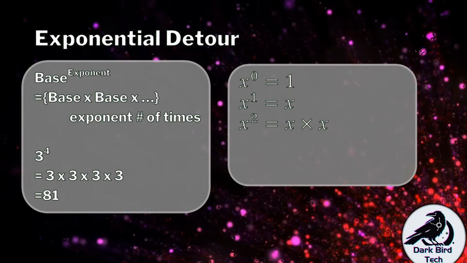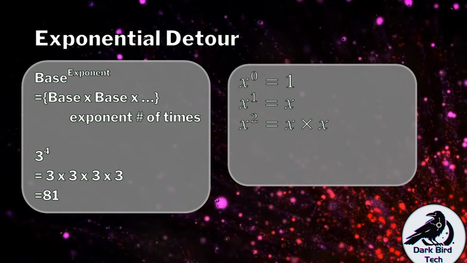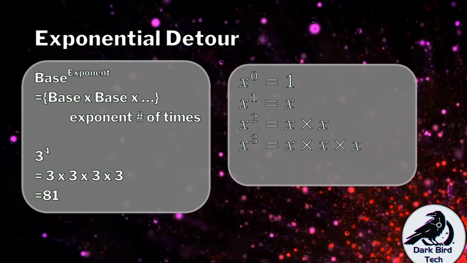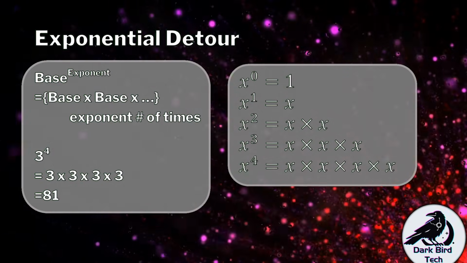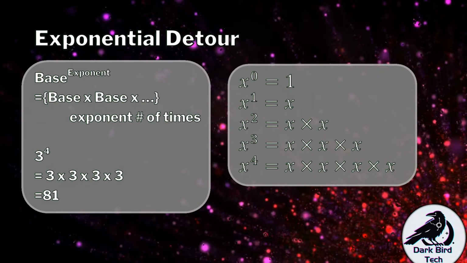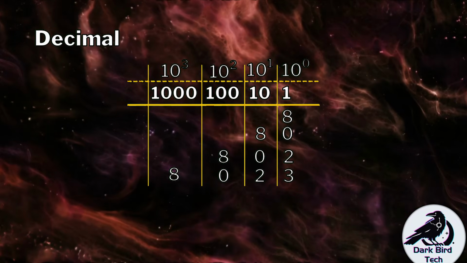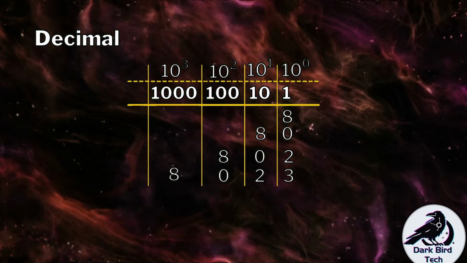So x squared, or x to the power of 2, is x times x. X cubed, or x to the power of 3, is x times x times x. X to the 4 is x times x times x times x. Rinse and repeat, right? So hopefully that made that extra row a little bit easier for you.